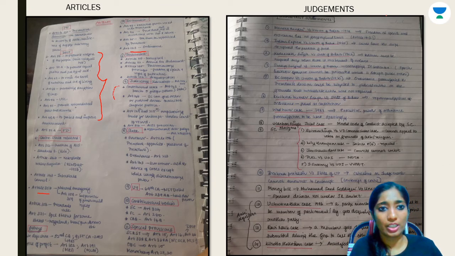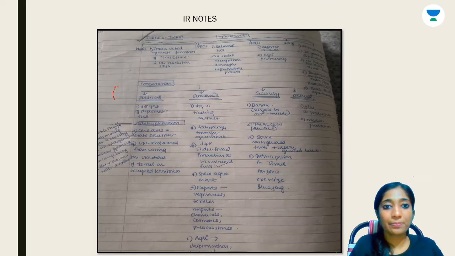And then comes the judgments. Just like articles, judgments also hold a very important role in GS2. So definitely you can write judgments also. In the same way I had mentioned, like the Kedarnath Singh case. What is it about? Then what are the SC's cases related to elections? Lily Thomas case, then PUCL, S. R. Bommai. Like this, I had mentioned all these cases, and I used to revise them on a weekly basis.